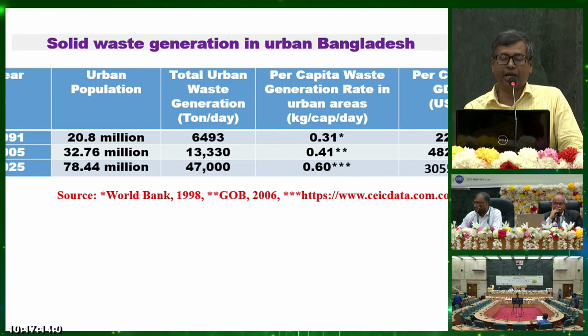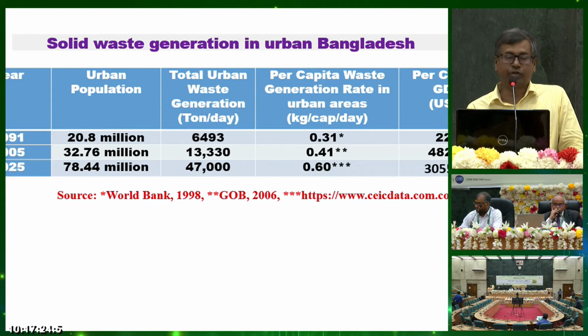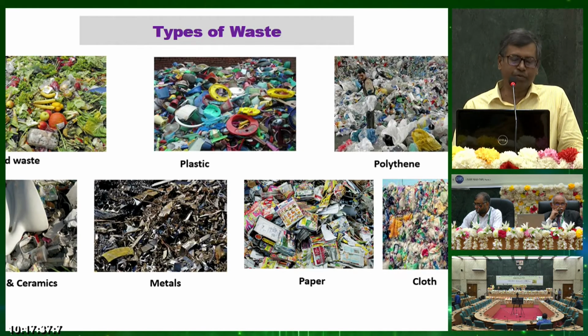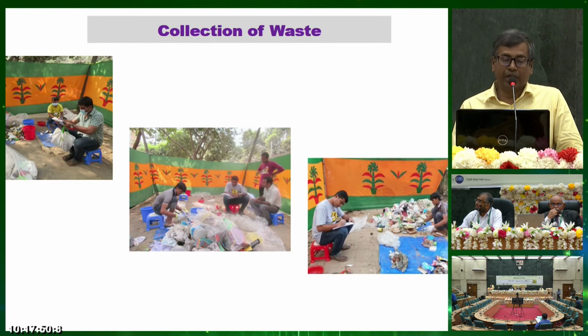It is in 1991 only $220, and it will be $3,055 in 2025. As the GDP is increasing, our lifestyle is also improving, and people are purchasing more luxurious goods and consuming more food. So waste generation is also increasing, and many kinds of waste are generated. Mainly about 80% are food waste. Also plastic, polythene, glass, ceramics, metals, paper and clothes. These are generated and these are waste.